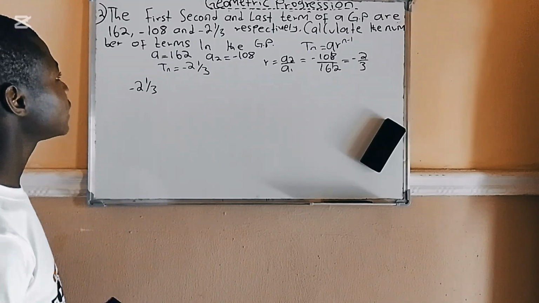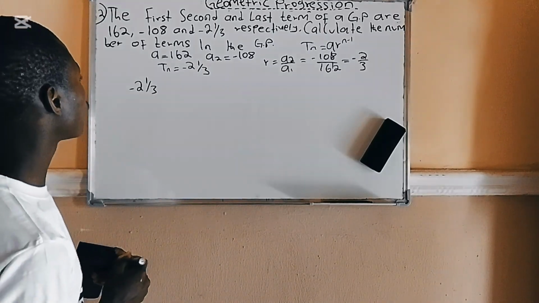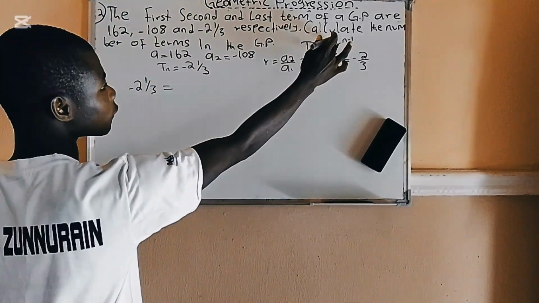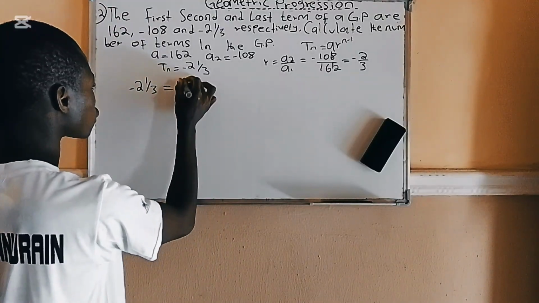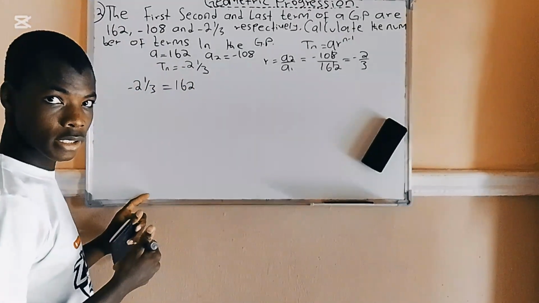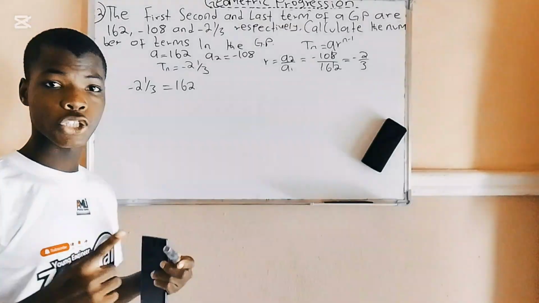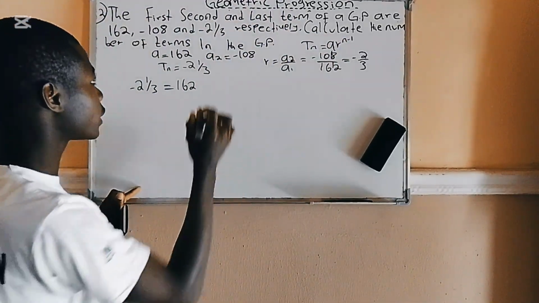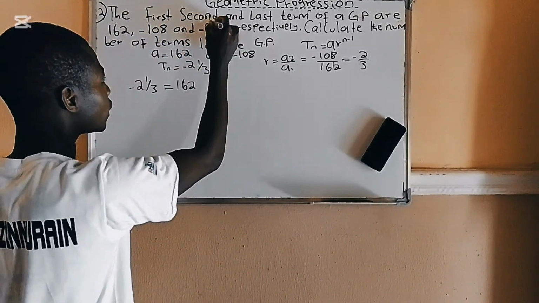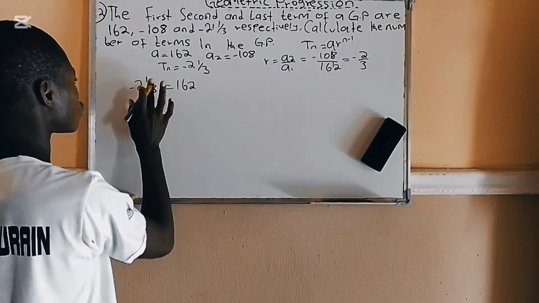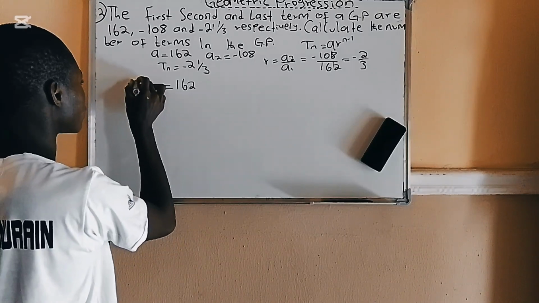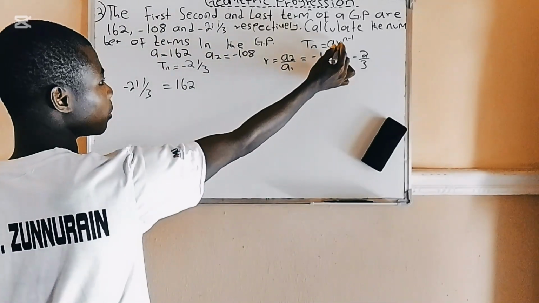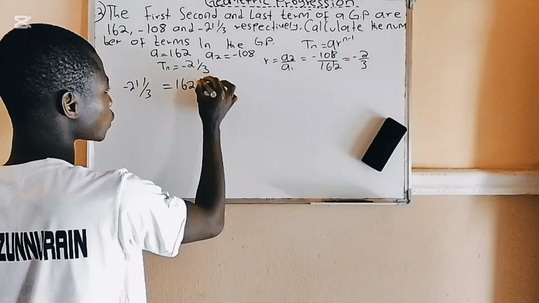Yes. And then the next thing I'm going to do is that it will be equal to the first term. Where is the first term? The first term is 162. And then I have the value of the common ratio. But sorry, here is minus 21 whole number 1 over 3. I'm sorry for that. So therefore, the value of the common ratio is what?